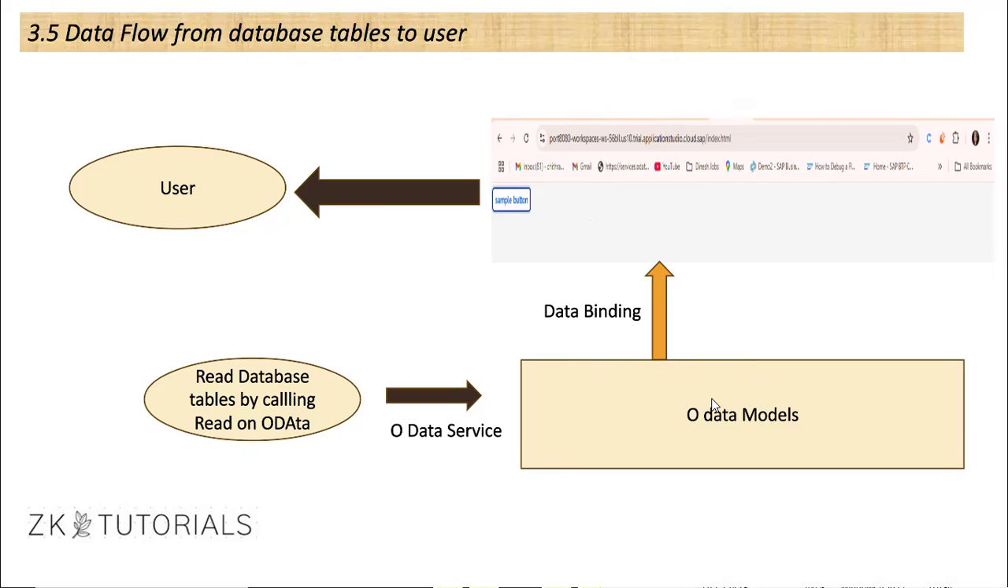So we have some models called OData model. We will take a deeper look at our data model in the upcoming classes. These are nothing but the data models which are used to retrieve the data from the database. You could see here, this is retrieving the data service.